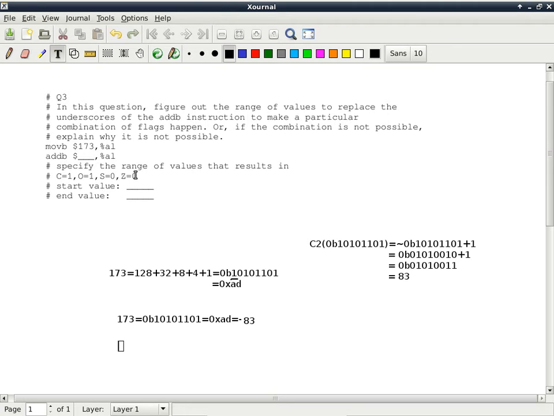Okay, now that there are different ways to work out this one. Now that we know that the bit pattern of 173 is also representing the value of negative 83, what do I do to make it quote-unquote overflow?